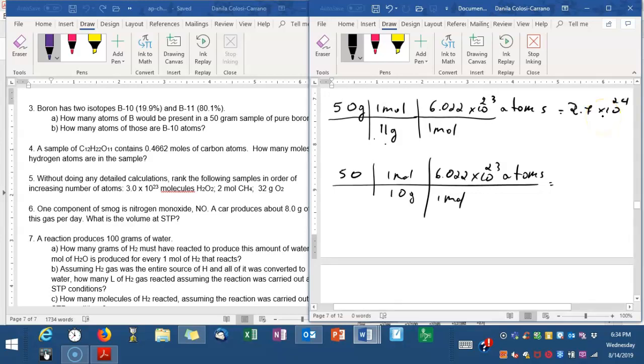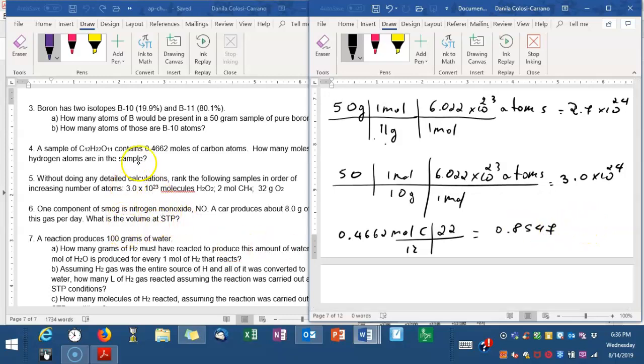The other instead is 4. A sample of this contains 0.466 moles of carbon. How many moles of hydrogens are there? We said 0.466 moles of carbon, right? So divide by 12 and multiply by 22. So that's just a ratio, right? And this is 0.8547.